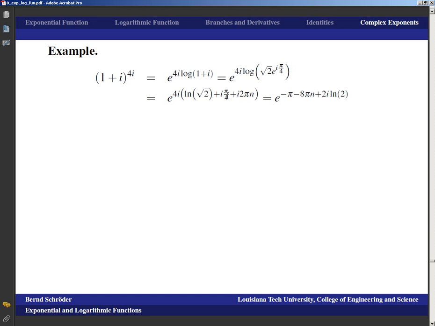So 4i times i pi over 4 is negative pi. 4i times i times 2 pi n is negative 8 pi n. And 4i times ln root 2, right, root 2 is 2 to the 1 half, so we get 1 half times 4 times ln 2, which is 2 ln 2, and the i comes from here. So that does work out. And notice again that these powers actually have infinitely many values, because we're using the multiple valued logarithm function.